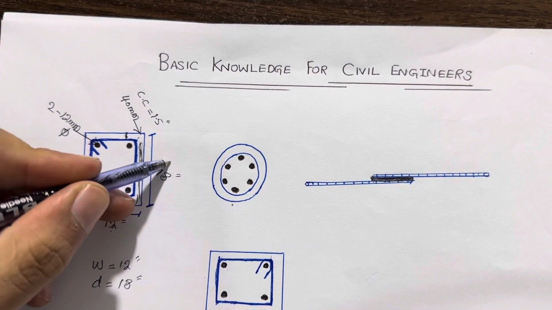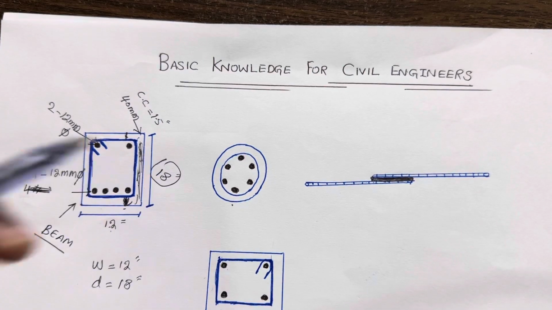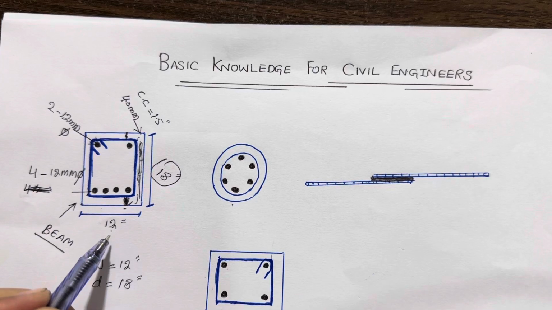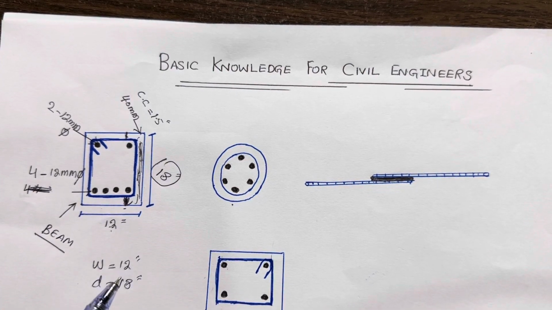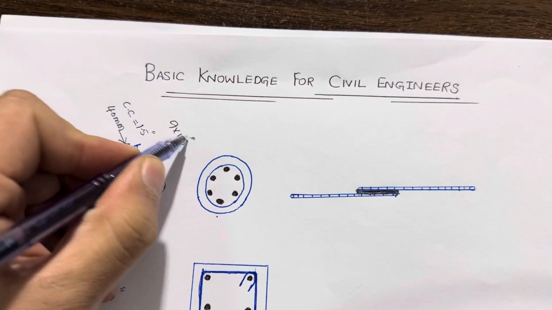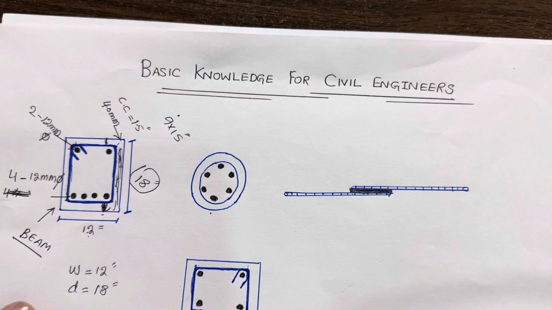So now the ring size is 15 inches, not 18. With concrete cover, the size is 18 by 12. So the ring size is 9 inches because each side is 1.5 inch concrete cover. So the ring size is 9 by 15 inches. With concrete cover, this is 18 by 12 inches.